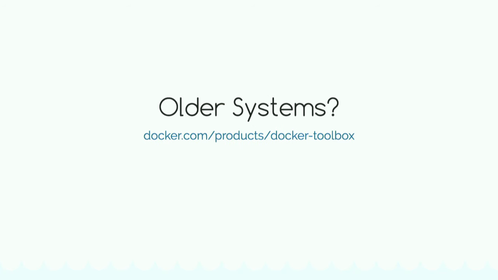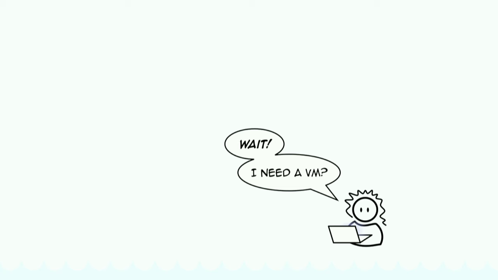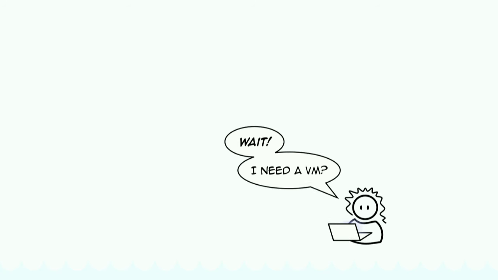If you do have an older system that can't use this, I forget what exactly the specifics are, like if you're not using Windows Pro, or if you're using macOS 10.5 or older, or something like that, there's another product called Docker Toolbox, which provides an older technical stack which will still run Docker. Now, this older technical stack includes VirtualBox. Wait, you're talking about containers all this time, and now you're talking about VMs? Why do I need a VM?